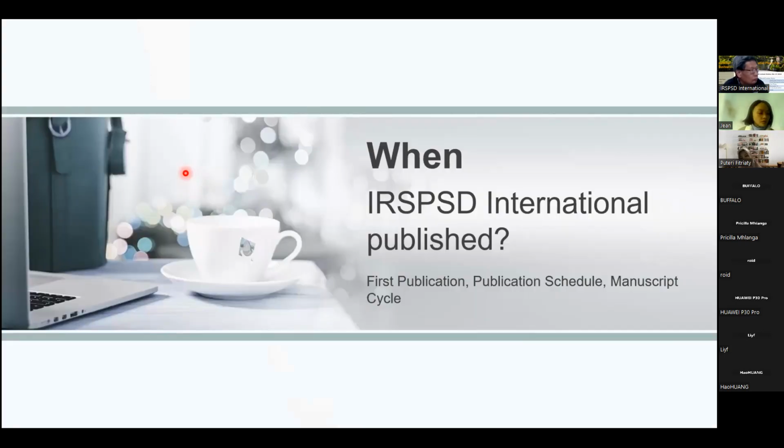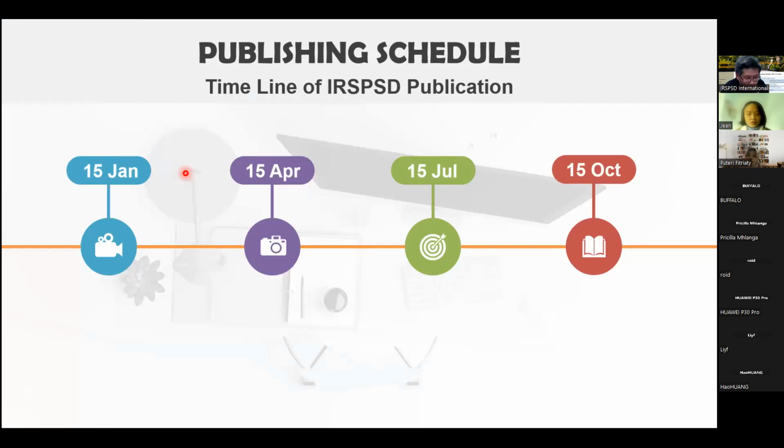The next question is when IRSPSD International is published. So it is mainly about the publication and publication schedule and the manuscript cycle. As for the publishing schedule, we will publish the paper on time, on the 15th of every calendar quarter: January, April, July, and October.